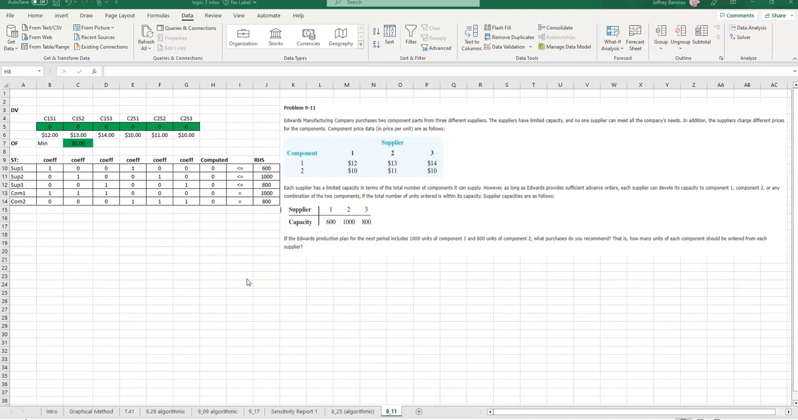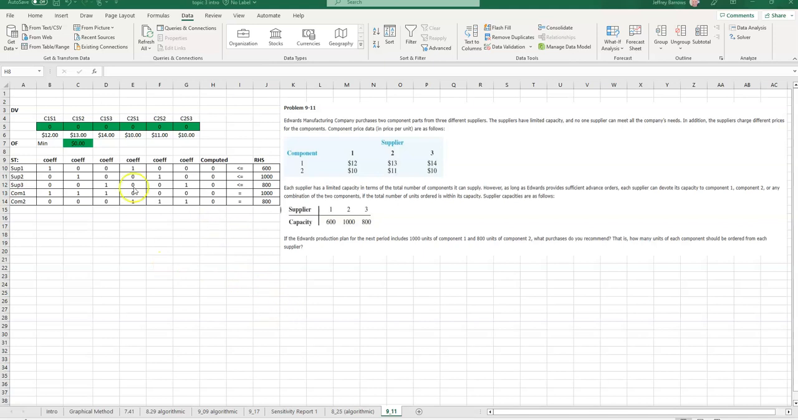Finally, it says if Edwards' production plan for the next period includes 1,000 units of component 1 and 800 units of component 2, what purchases do you recommend? That is, how many units of each component should be ordered from each supplier?